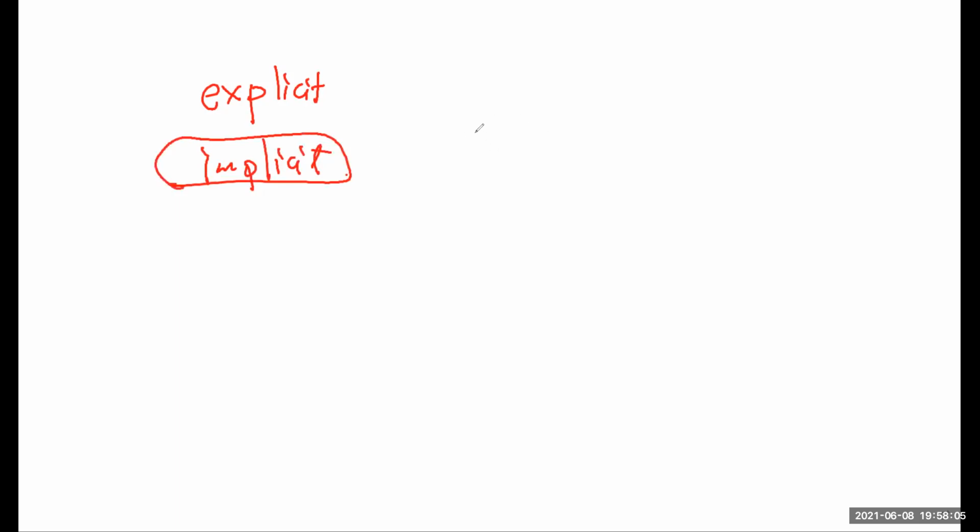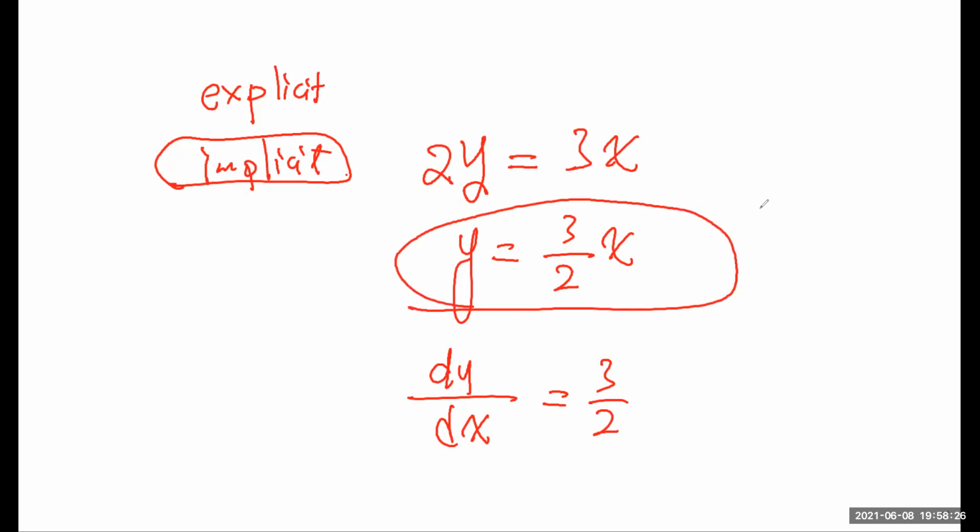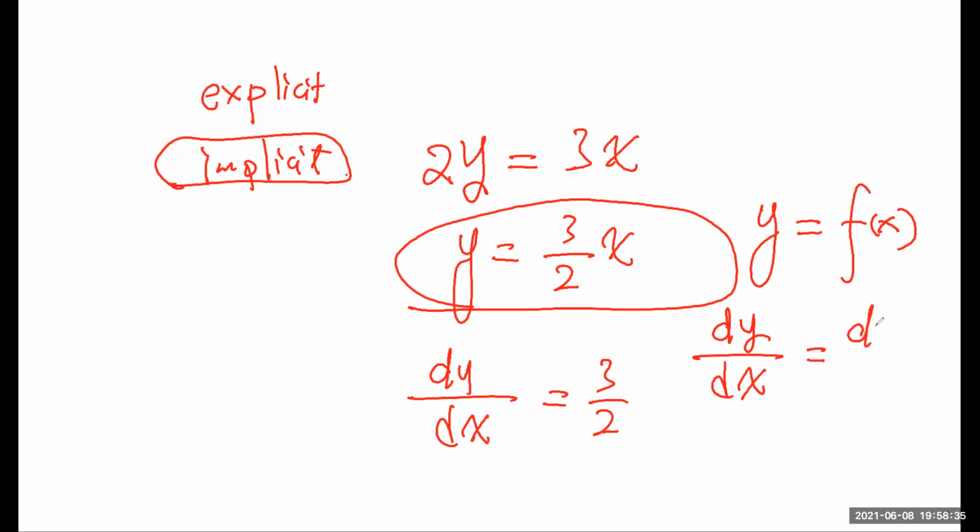So for example, if you have 2y equals 3x, we'll do y equals 3 over 2 x. Then we do dy/dx, and that gives us 3 over 2. So this is called explicit. We have y as a function of x, then we take the derivative right on the function.